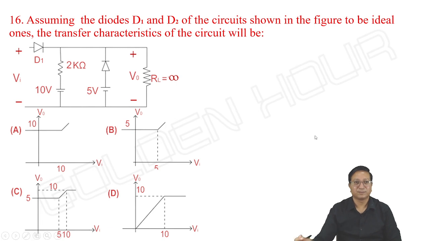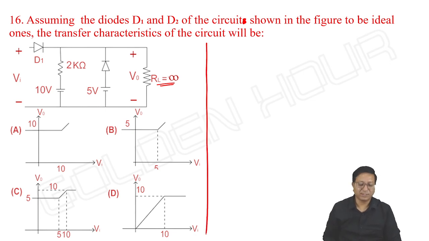Look at this question. Assuming the diodes D1 and D2 of the circuit shown in the figure to be ideal ones, the transfer characteristics of the circuit will be, okay, RL is given as infinite, means it is an open circuit. What about the transfer characteristics of this particular circuit?